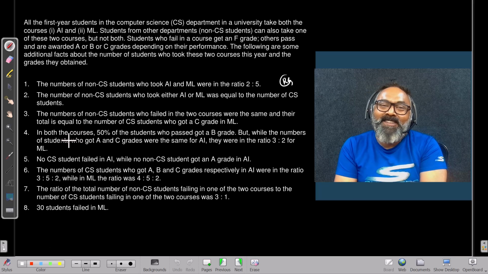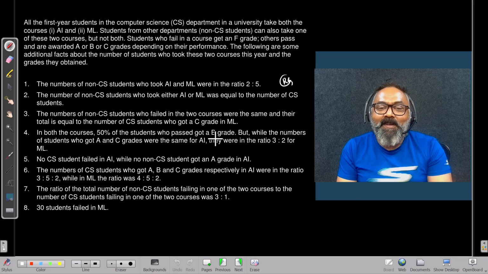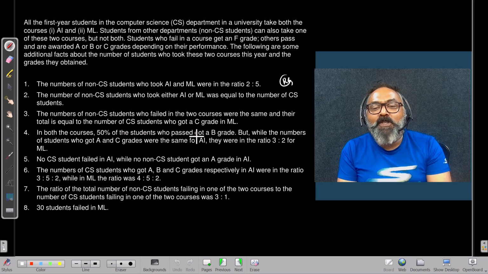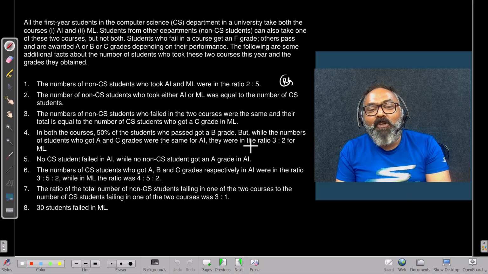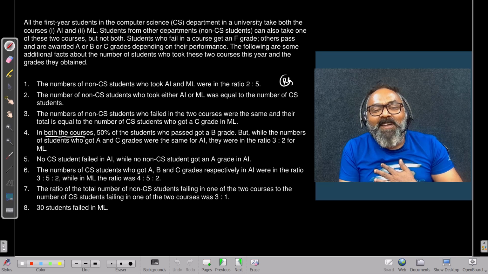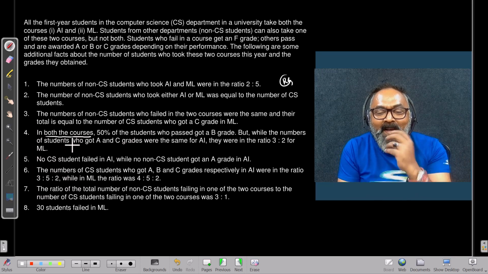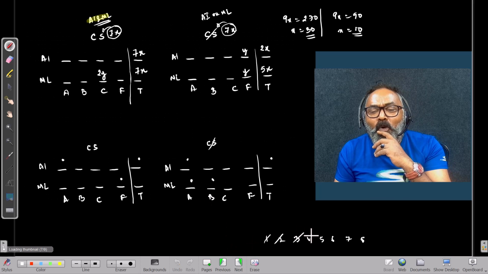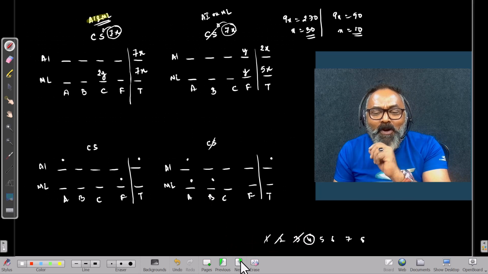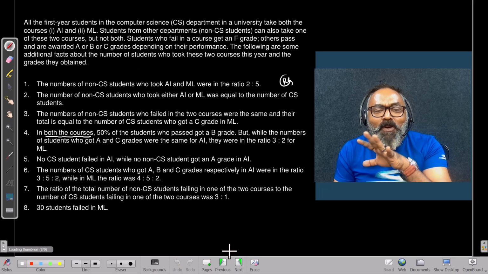In both the courses, this is going to be painful. In both the courses, 50% of the students who passed got a B grade. But while the number of students who got A and C grades were the same for AI, they were in the ratio 3:2. So this is talking about both the courses. I think we'll keep 4 aside. We'll have individual courses, probably come back later. Let's go to 5.